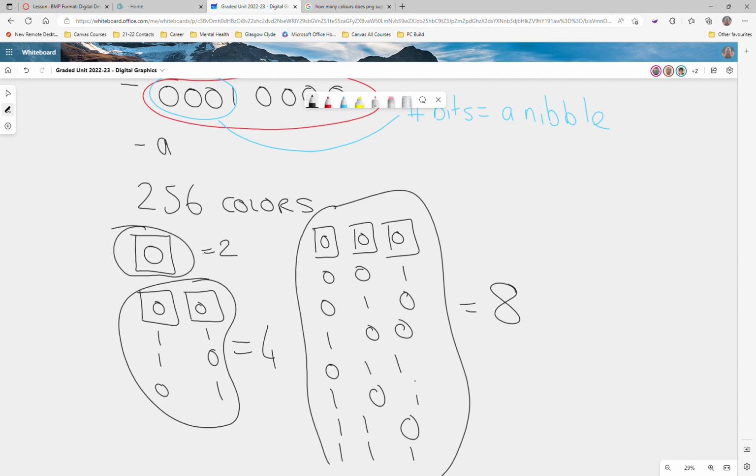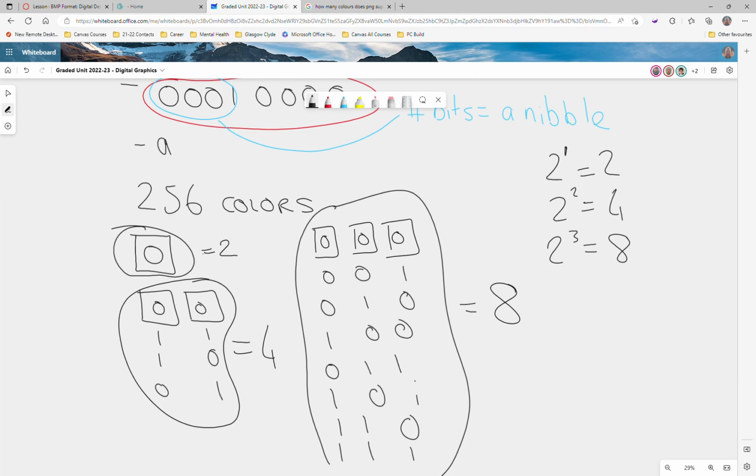So, I'm just going to mention maths a wee bit here. If we've got 2, what is 2 to the power 1? 2. What's 2 squared? 4. What's 2 to the power 3? 8. 2, 4, 8. We've got 1 there, 2 there, 3 there. So you put it to the power.